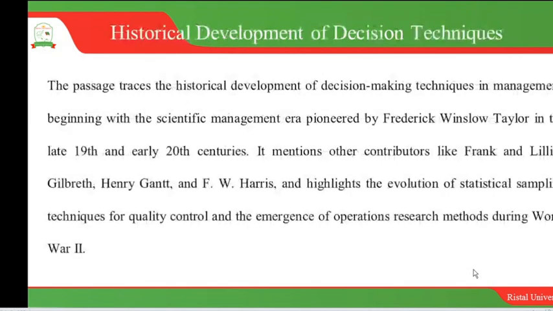And then we are going to look at the historical development of decision techniques. We are saying the passage traces the historical development of decision making in management, beginning with what we call scientific management. That was pioneered by somebody we called Frederick Taylor in the 19th and 20th centuries. Other people that have contributed knowledge around decision making are people like Frank and Lillian Gilbreth, Henry Gantt, Harris. All these very great men have highlighted the evolution of statistical sampling.